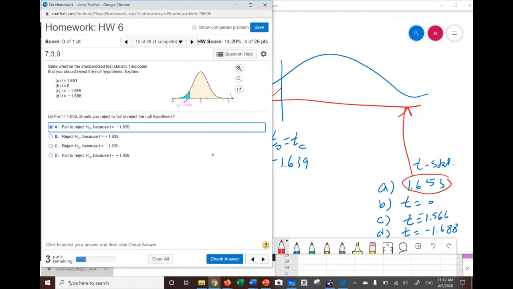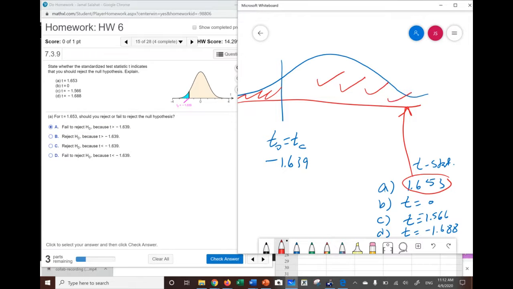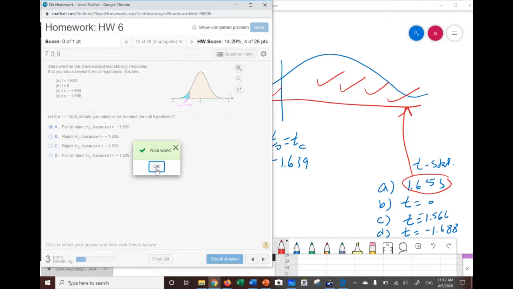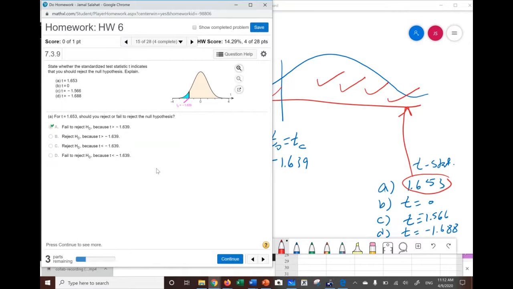Now, why do we fail to reject again? Because the 1.653 fell in this region, where in this region we do not reject. We only reject in the left region. So it fell into the region that we don't reject in. Fail to reject because t is bigger than the critical value. Okay, so check. Now let's go to the second one.